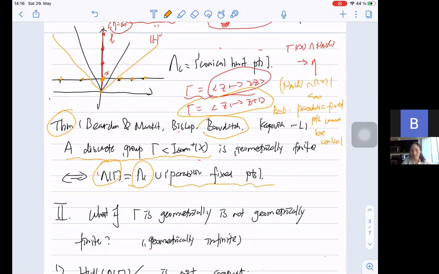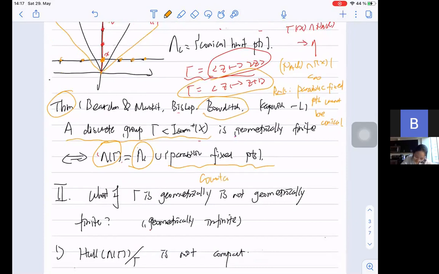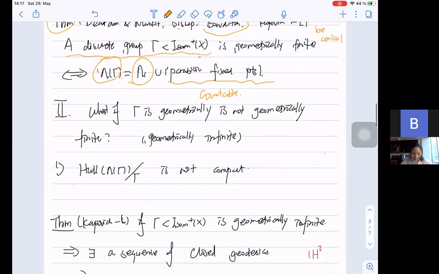Remember, in a discrete group gamma, parabolic elements are countable. So parabolic fixed points are also countable. That's one way to characterize geometrically finite in terms of the boundary, in terms of the limit set at the boundary. So this leads to the second part of this video.